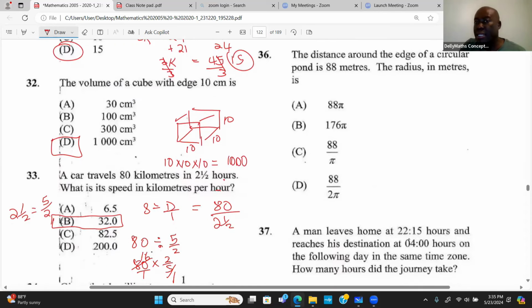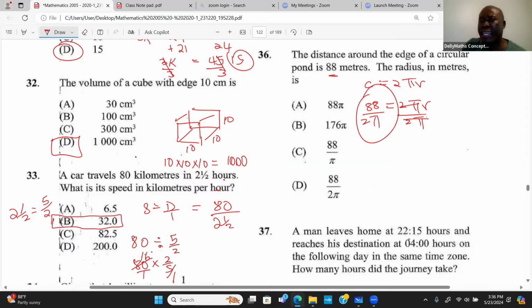Let's take a look at 36. The distance around the edge of a pond is 88 meters. The radius in meters is what? Now, the distance around the pond is going to be the circumference. So circumference is equal to 2 pi r. Now let us set up what we got. The distance around the pond was 88. Then I could say 88 is equal to 2 pi r. I need r, so I'm going to divide by 2 pi. So r is going to equal 88 divided by 2 pi, and I'm looking for that option, D.